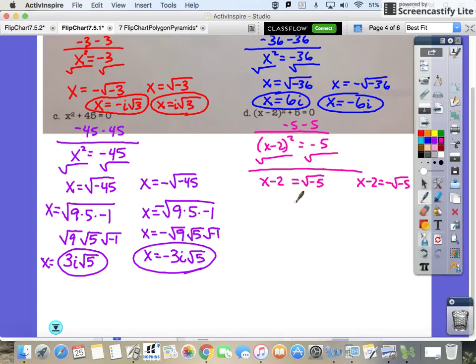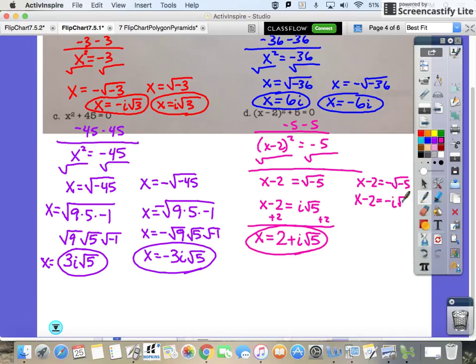So I'll deal with this one first. This piece becomes i root 5. And then we need to add 2 to both sides. So we've got x equals 2 plus i root 5. And this is important that the number comes first because remember, in a complex number, the real piece comes first. Then over here, we get x minus 2 equals negative i root 5. We need to add 2 to both sides. So we get x equals 2 minus i root 5. So again, these are complex solutions, and just make sure the real number comes first and the i component comes second.